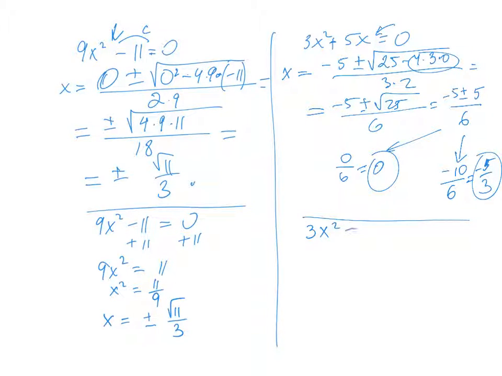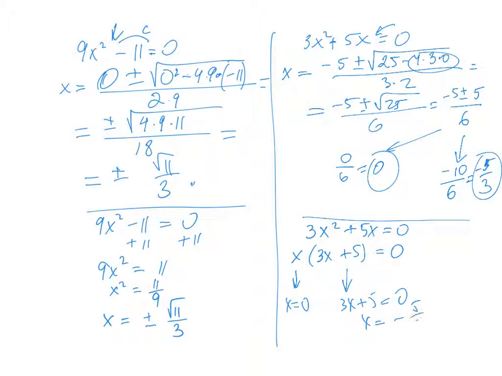So let's write this down again. Look carefully. How could you solve this differently? Yeah, you can factor out x, and that becomes x times 3x plus 5, and you already probably see the answer. So this gives us x equals 0. This gives us 3x plus 5 equals 0, or x equals negative 5/3. So much faster. In conclusion, let's look at these two equations.